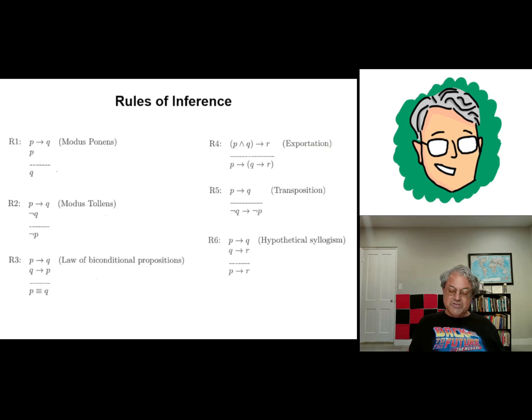The next one's called transposition, rule 5. So you start with if P then Q, and then you conclude that if not Q, then not P. This is a little like modus tollens. It's a little like modus ponens and modus tollens combined. It's just another kind of equivalent formulation of implication. So we say if P implies Q, then it's also true that not Q implies not P.